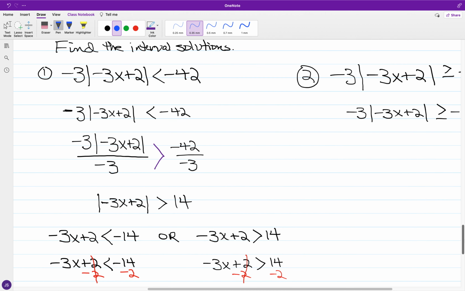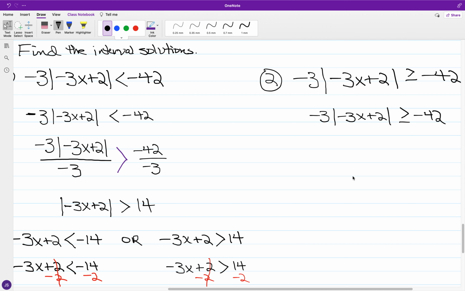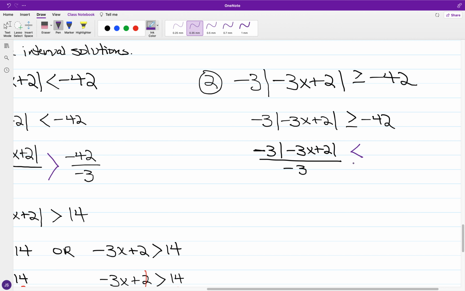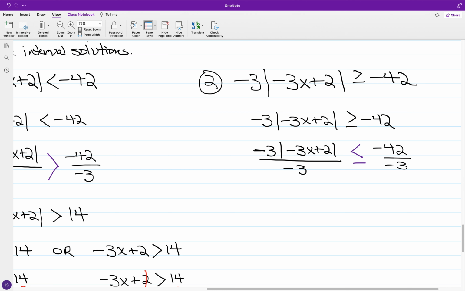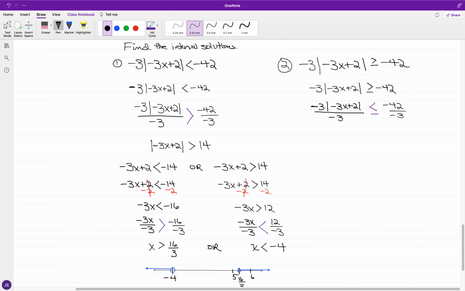All right. Now for the next item, whereupon we have the same terms, but this time we have the expression to be greater than or equal to negative 42. And once again, to get the absolute value portion by itself, we have division by negative 3. Again, with division by a negative, the inequality flips. So this will come down to where we have the absolute value of negative 3x plus 2 is less than or equal to positive 14.